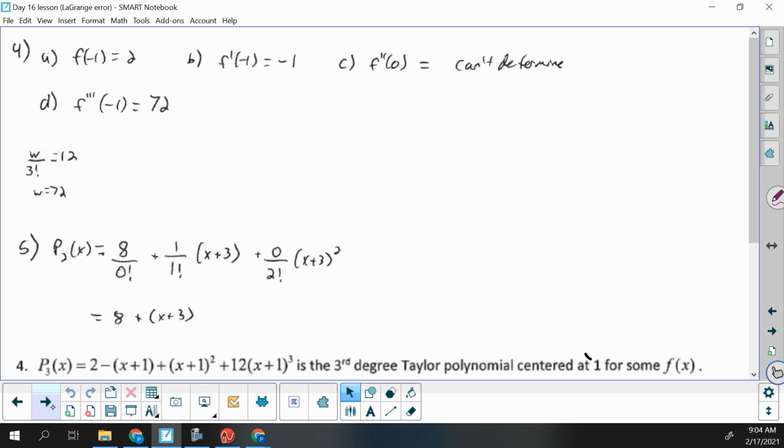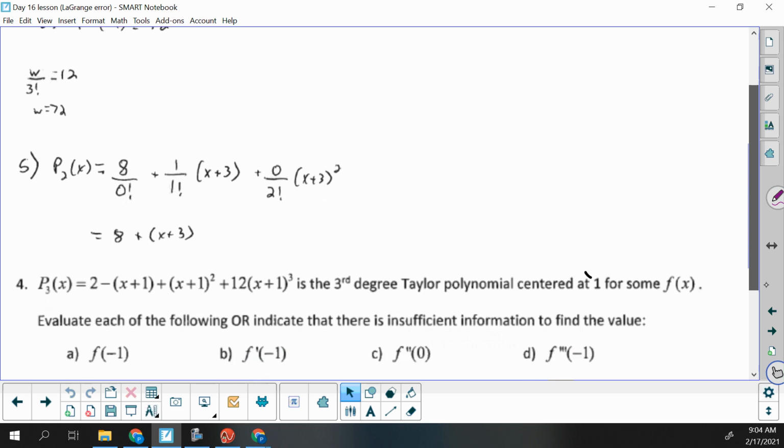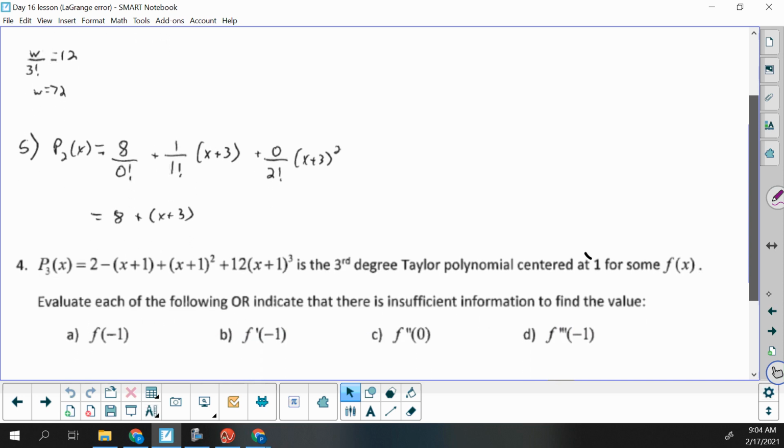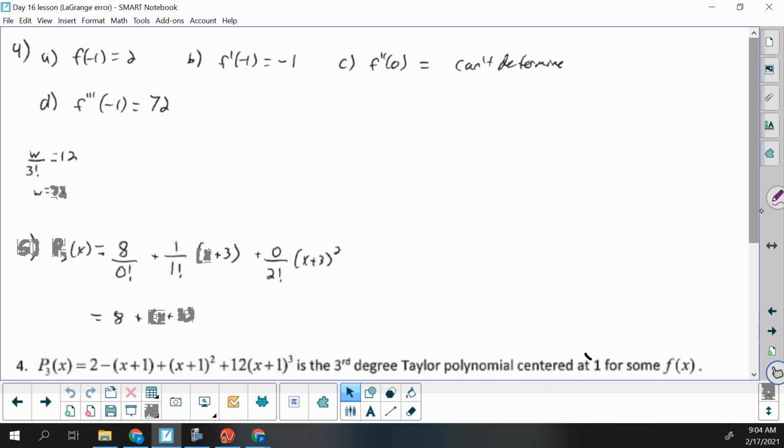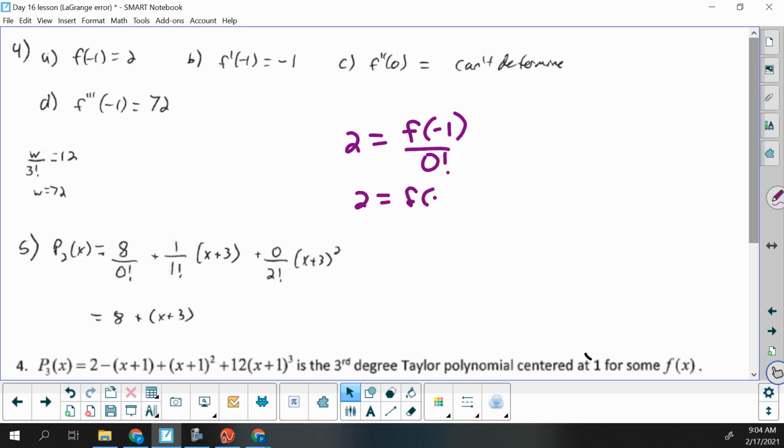So they gave us a third degree Taylor. We're centered at -1. And we want to find each of the following or tell that we can't, we don't know. Well, our original term, the 2, is really f of -1 over 0 factorial. Well, because 0 factorial is just 1, that means f of -1 is just 2. Our coefficient of the next one, the -1, that's equal to our first derivative at -1 over 1 factorial. Well, because 1 factorial is just 1, the value of our first derivative at -1 is just -1.